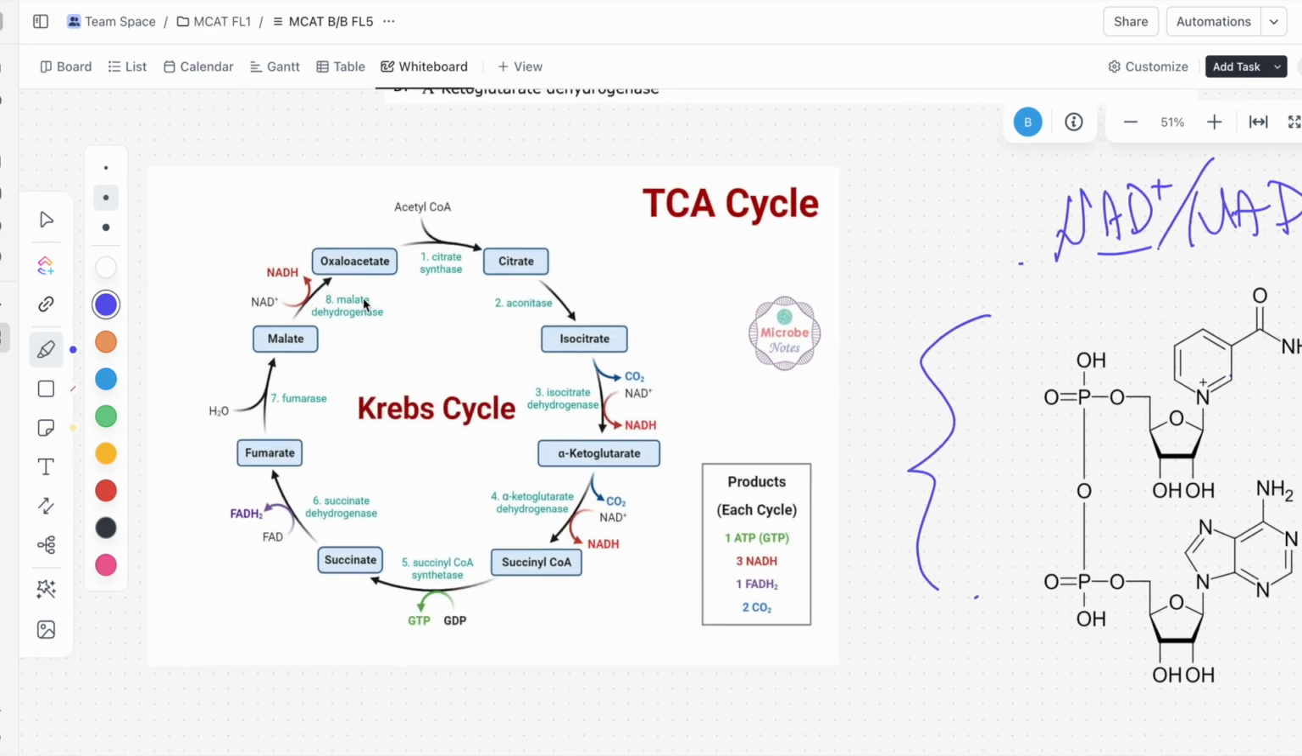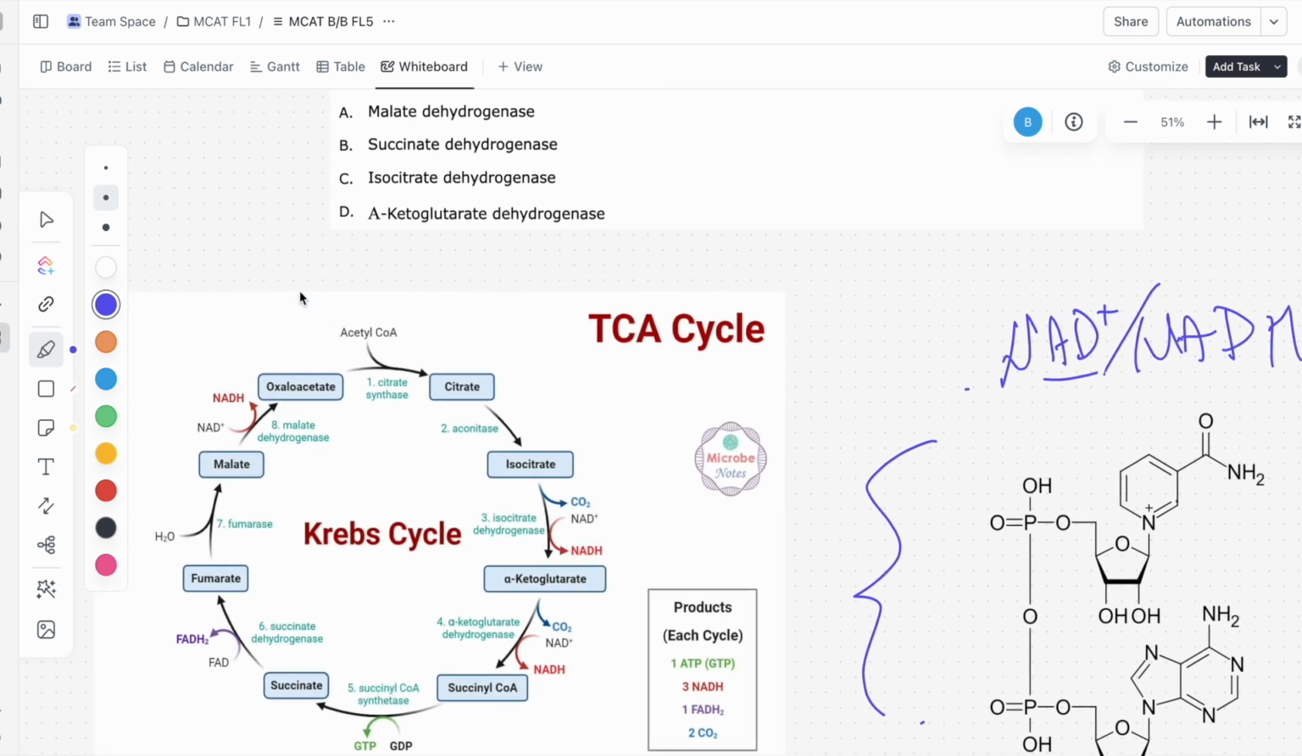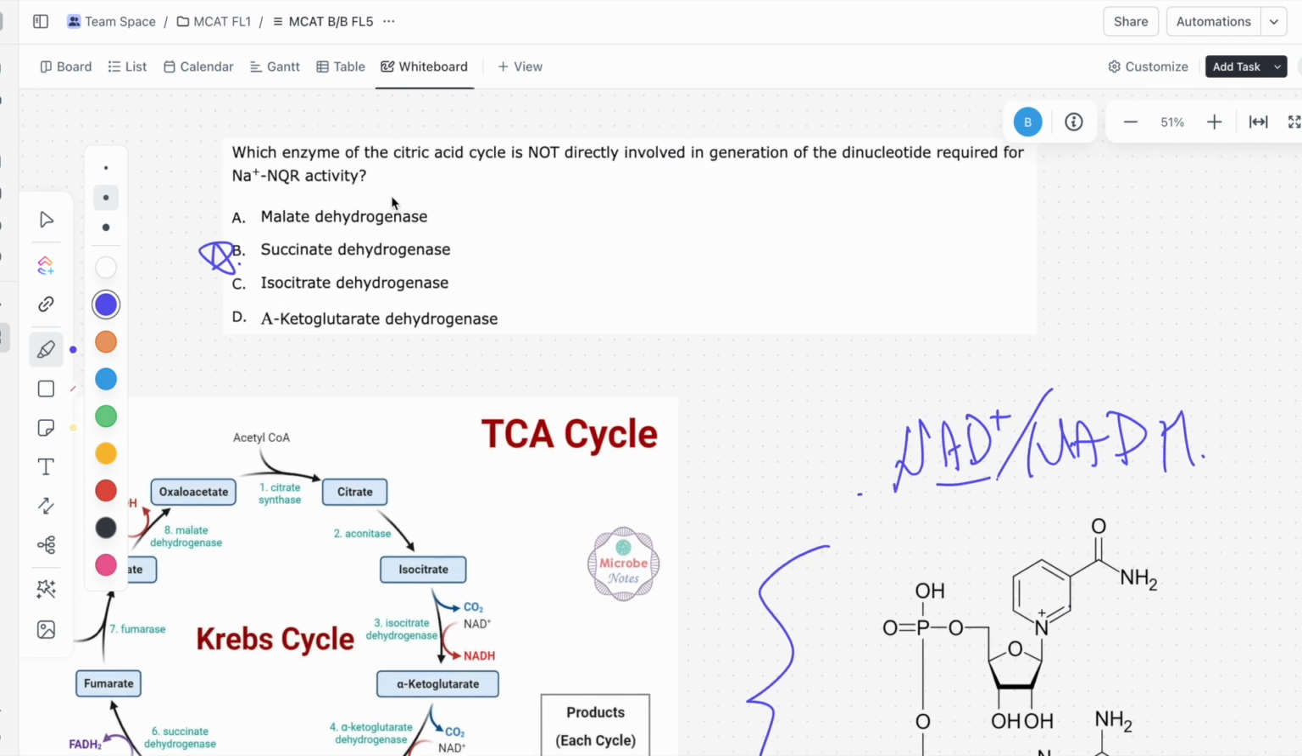Malate dehydrogenase, we see over here, produces NADH. Succinate dehydrogenase, let's take a look over here, does not produce NADH, it produces FADH2, so that's pretty promising for now. Isocitrate dehydrogenase, we'll take a look over here, produces NADH, and finally alpha-ketoglutarate dehydrogenase produces NADH. So because A, C, and D all produce NADH, which is required for Na plus NQR, and succinate dehydrogenase produces FADH2, which is not required for Na plus NQR, that makes B the correct answer for this question.